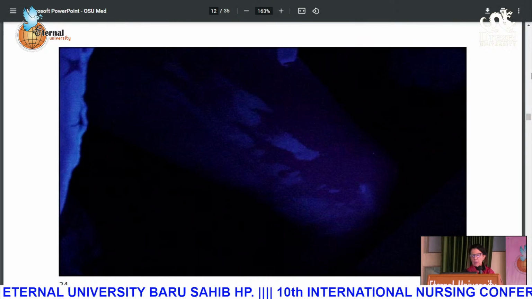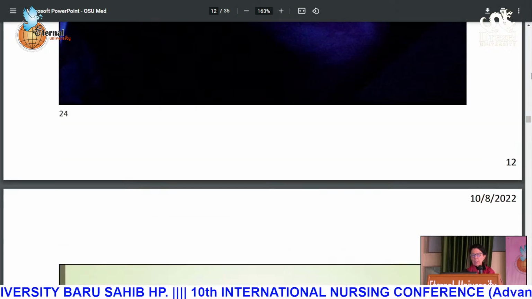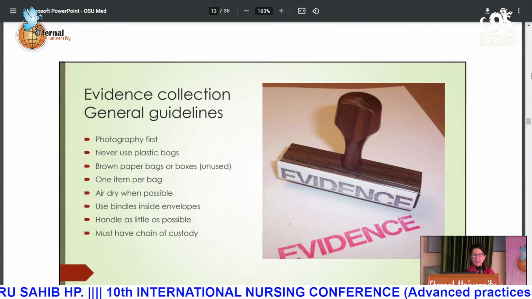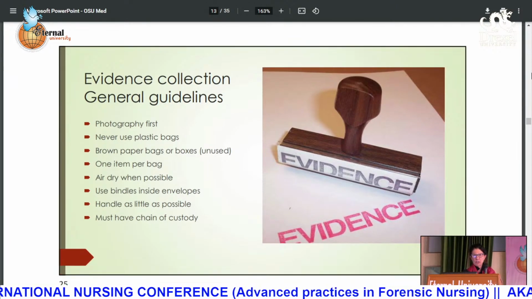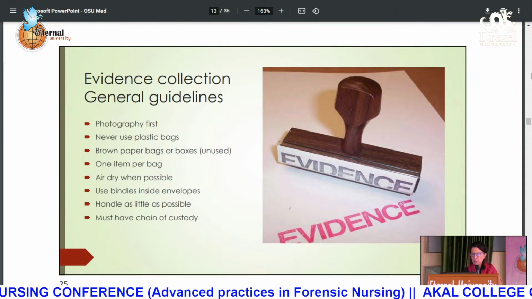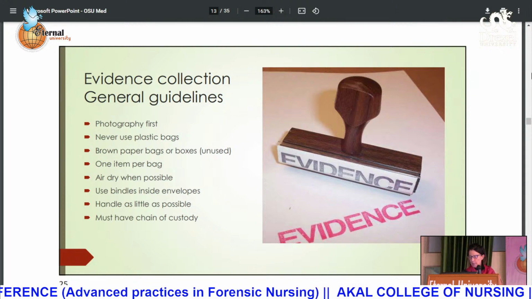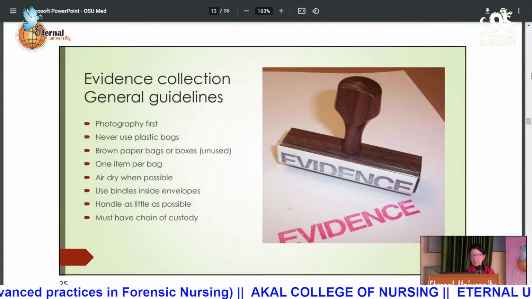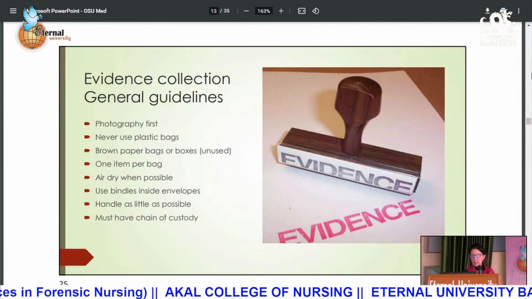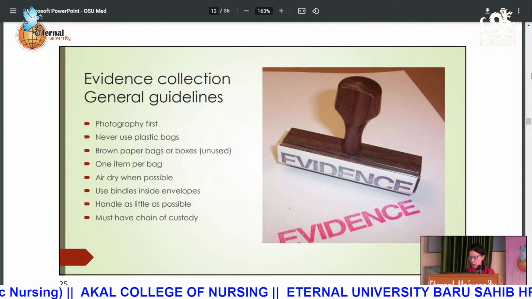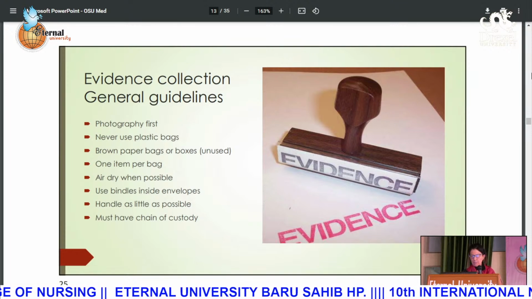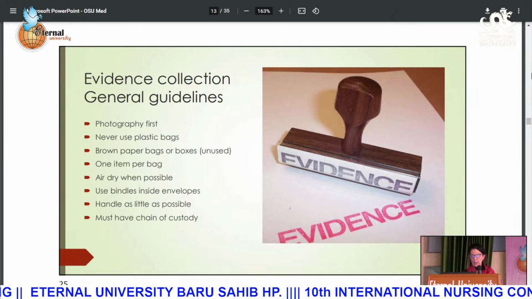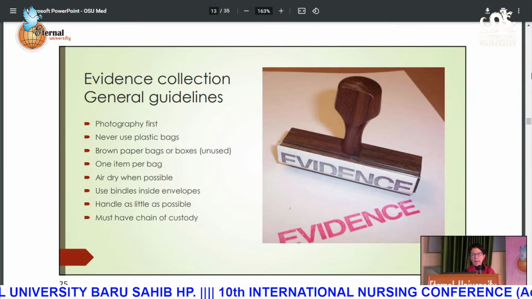All right, let me go quickly through this. Evidence collection, you'll see this when you start working in this area. Photography first, don't touch anything. Take pictures, use plastic bags or brown paper bags that are unused. One item per bag. Air dry, don't put wet things in the collection box. Use binding on your envelopes, and have a chain of custody.